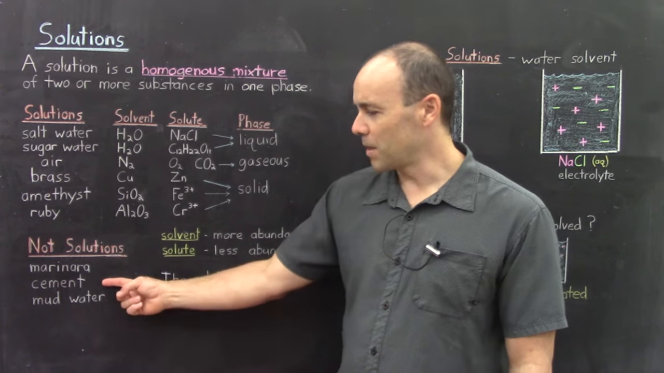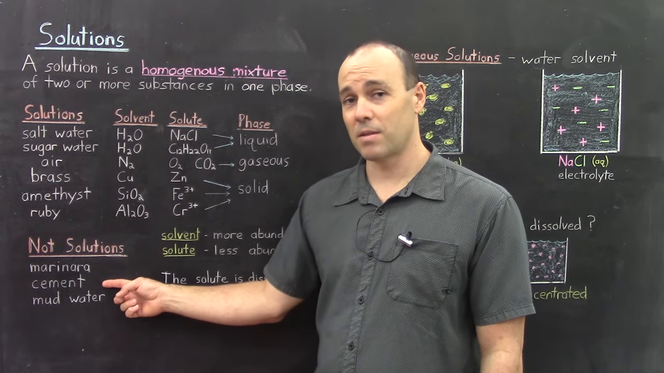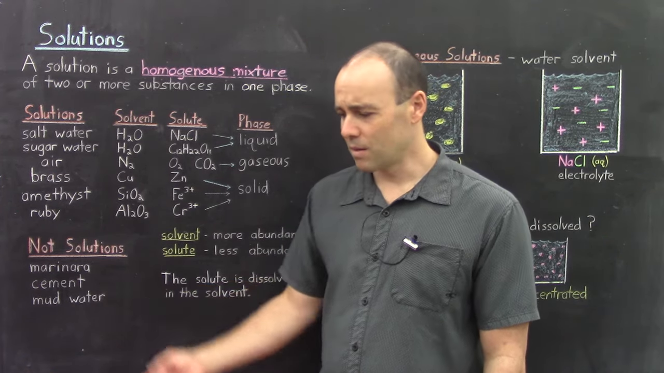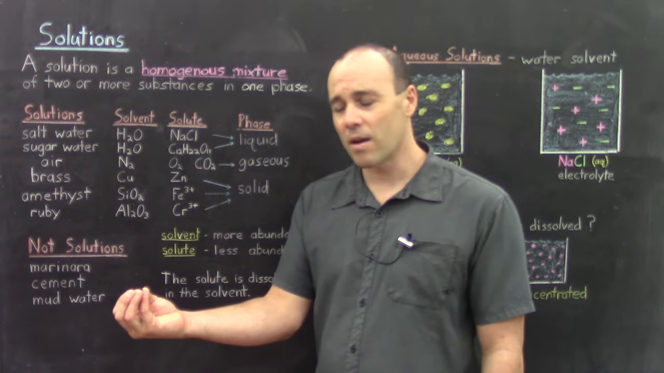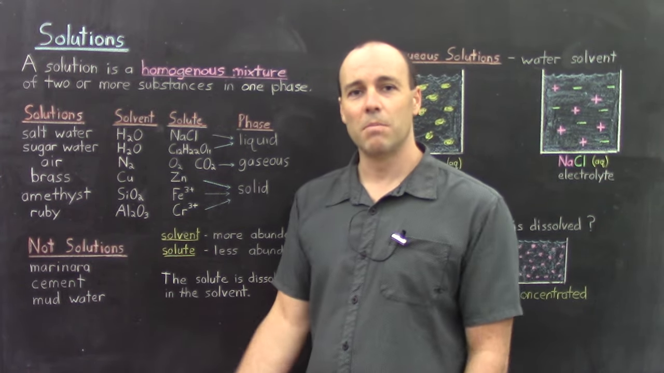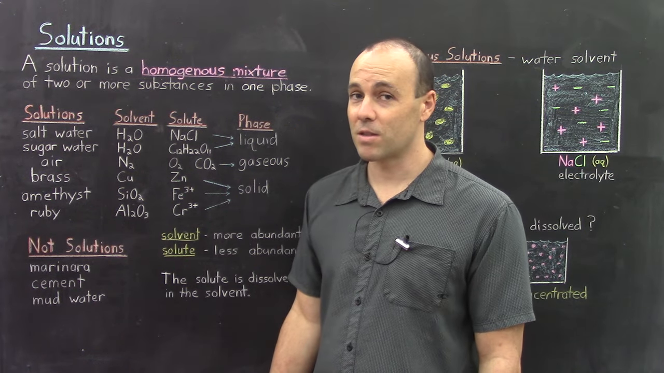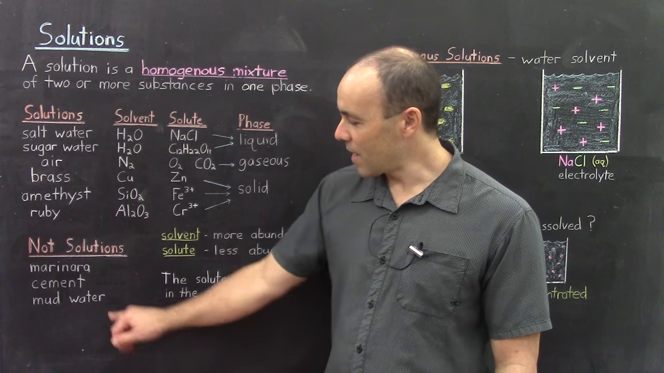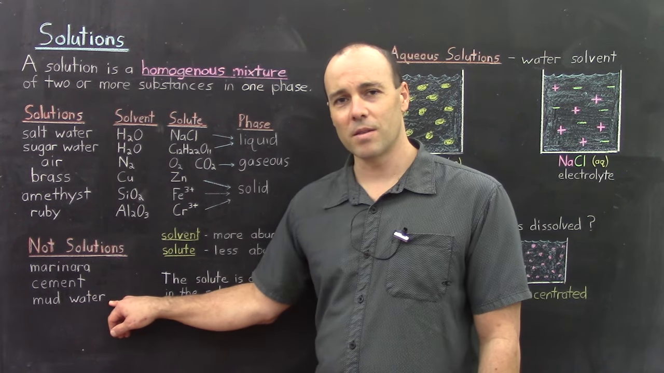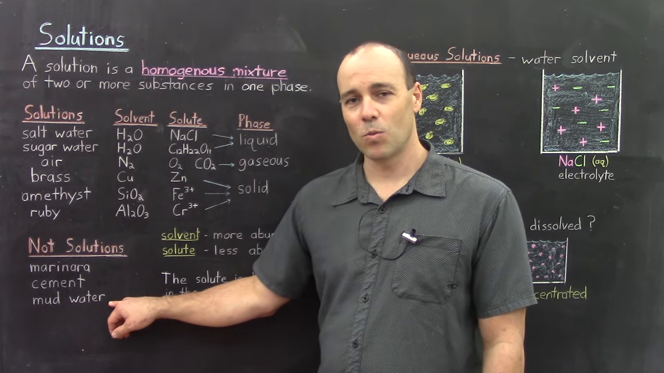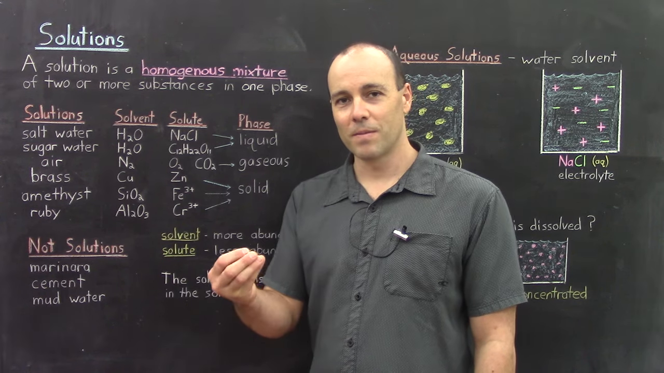Another heterogeneous mixture that's not a solution is cement. Cement has large chunks of rock and perhaps other debris mixed throughout the cement. So again, heterogeneous, not homogeneous. Now the last example might come as a little surprise. Mud water, which is dirt mixed with water.